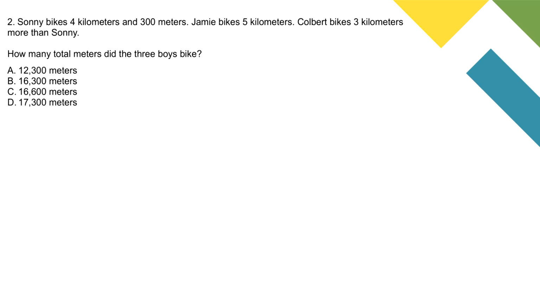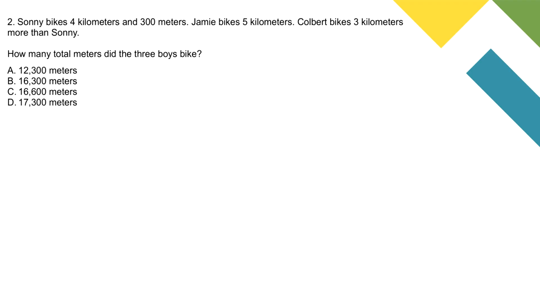And it's a little challenging, multi-step, but I think you can do it. Remember, you read word problems like a story. What happened first, what happened next, and then make sure you answer their question. All right, Sonny bikes 4 kilometers and 300 meters. Jamie bikes 5 kilometers. Colbert bikes 3 kilometers more than Sonny. How many total meters did the 3 boys bike?